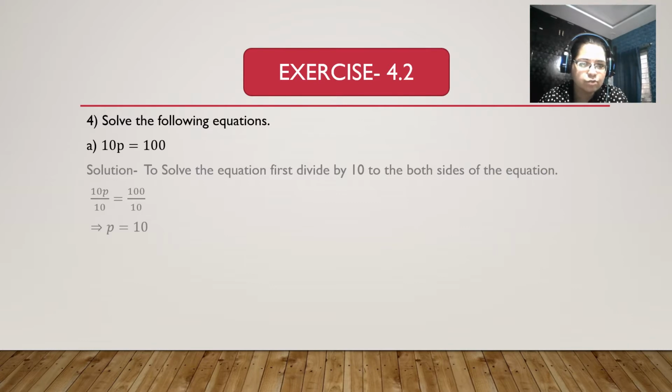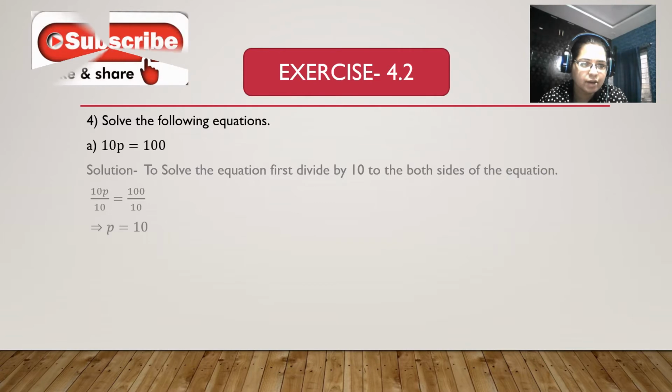We divide both sides of this equation by 10. 10p divided by 10 equal to 100 divided by 10. The 10s cancel, then we get p equal to 100 divided by 10, which is 10. So the value of p is 10, and the solution of this equation is p equal to 10.